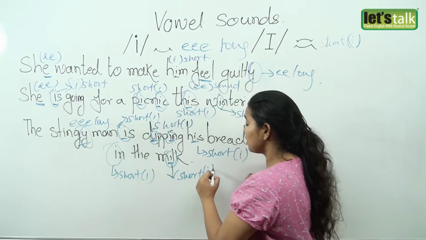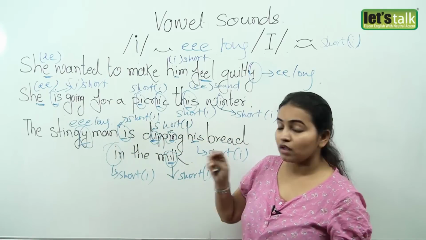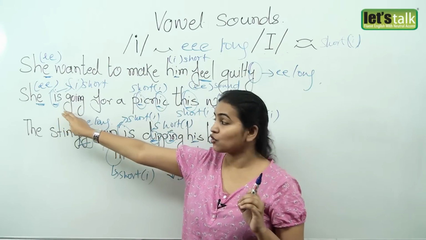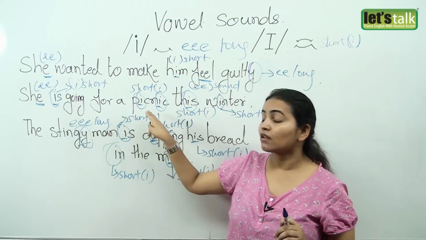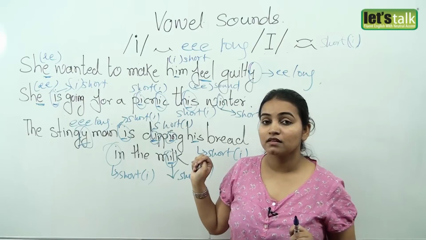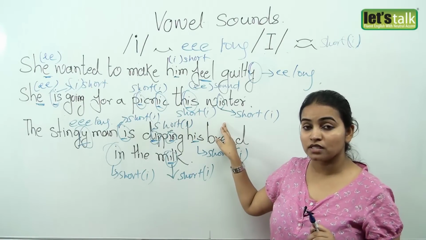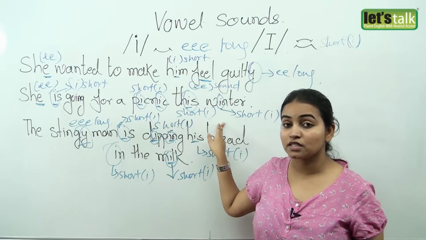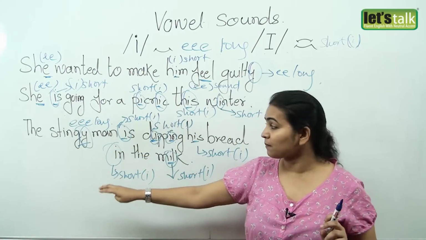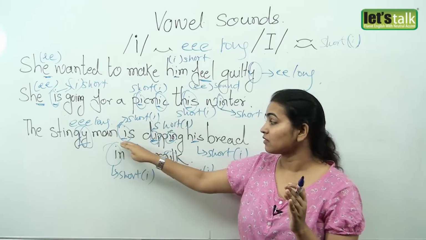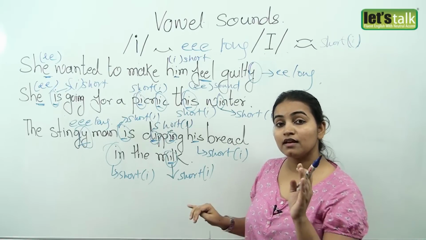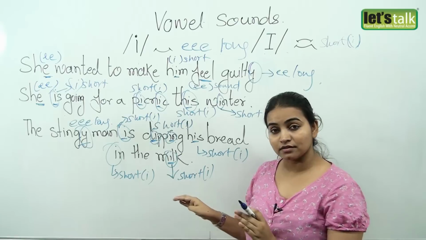Okay, so let's read these two sentences again. Watch the lip movement. She is going for a picnic this winter. I didn't say these, I said this. I didn't say weenter, I said winter. Moving on to the next sentence. The stingy man is dipping his bread in the milk.